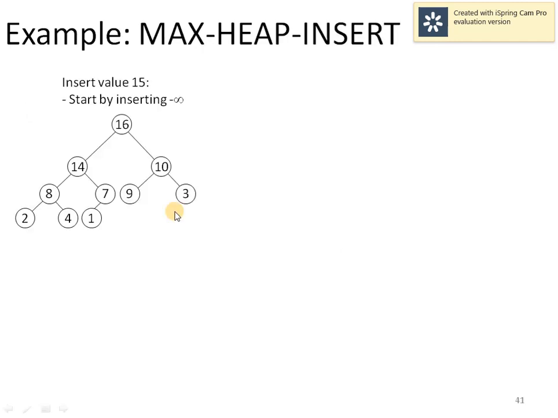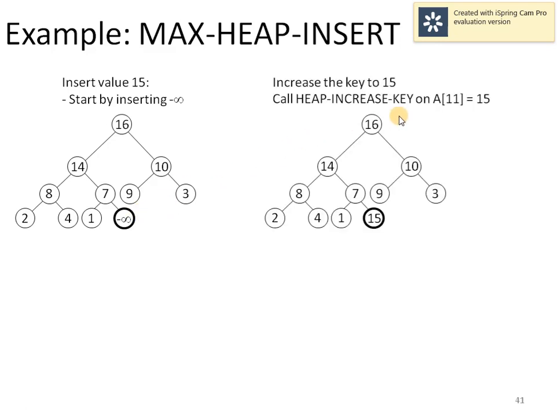Let's take an example now. So let's say this is the existing heap, and now we are trying to insert a new key value 15 into it. So first step will be we will increase the heap size by 1, and then we will initialize it to the minimum possible value. Then we have to call the heap increase key function on the heap size, that is 11, and we have to call this function for the newly inserted value, that is 15.